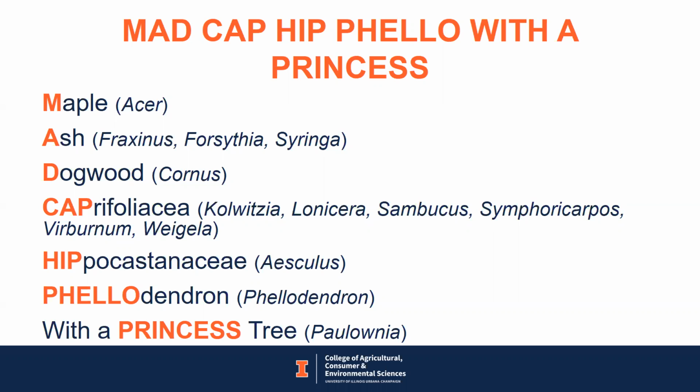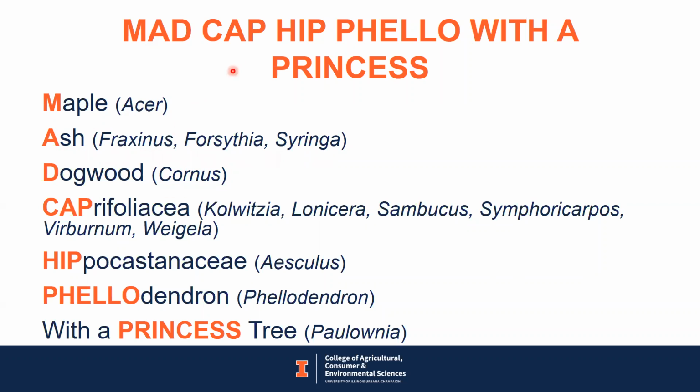In our class, Dr. Kling expanded that out slightly. He basically made MAD CAP HIP FELLOW with a PRINCESS, and I'll break that down here. The first part was the same. We again have our maples, the Acer species. For ash, he included all the plants in the Oleaceae, or olive family. So that would include the ashes, the forsythia, and the lilacs. We still have our dogwoods in the Cornus family.